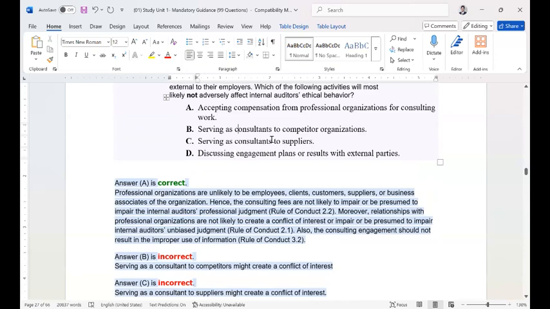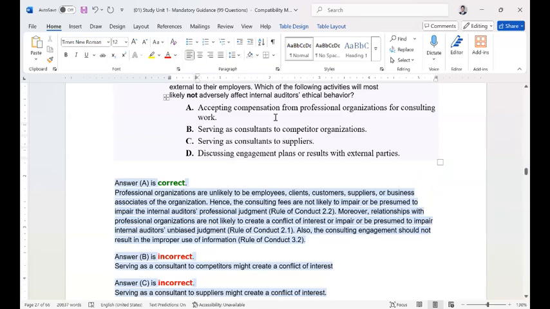Accepting compensation. So what they're saying is BCD should not be done. Don't discuss with external parties. So that is the thinking of the examiner. P and C are clear.